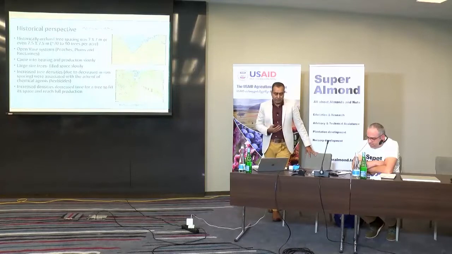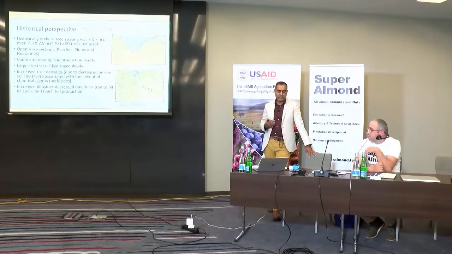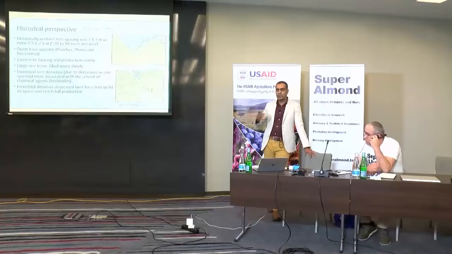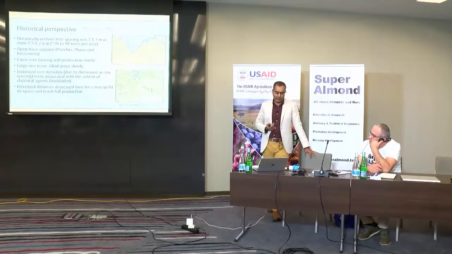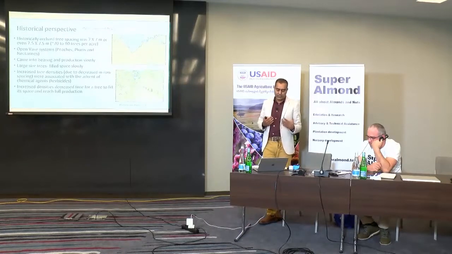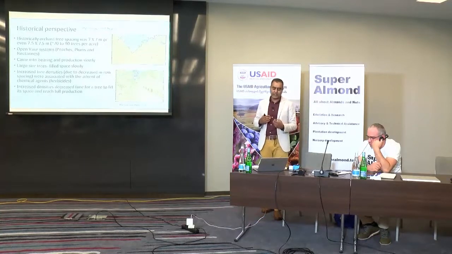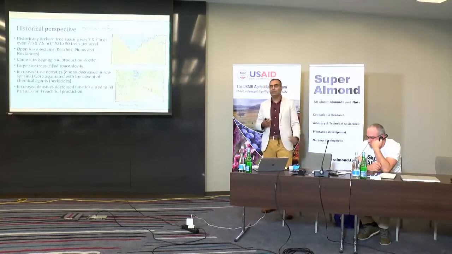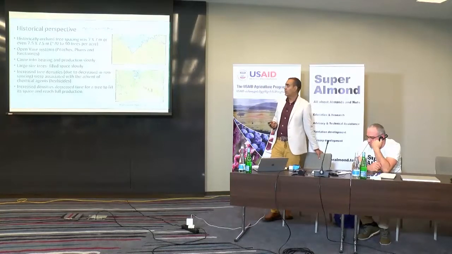Then we shifted slowly to increased tree densities, mainly by decreasing the tree-to-tree spacing within a row. And it was also associated with the introduction of chemical herbicides. So when you increase the tree density and plant the trees closer in tree-to-tree spacing, the time for the tree to fill that space is really quick, so the trees reach their full potential really quickly.